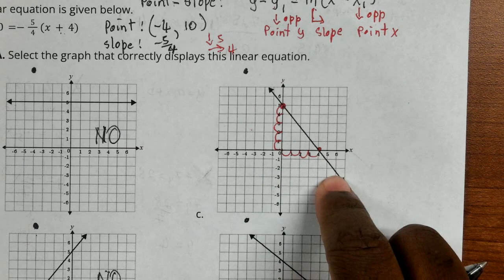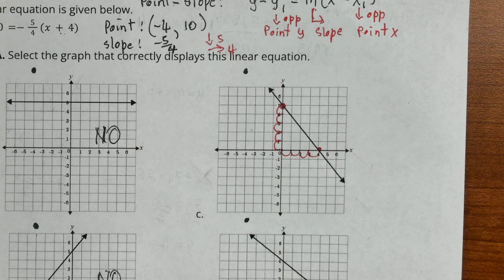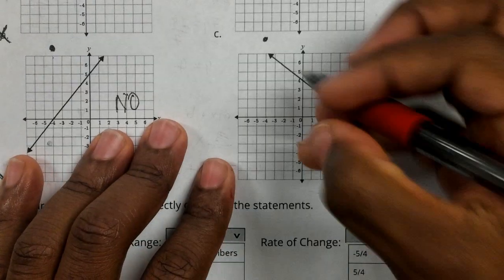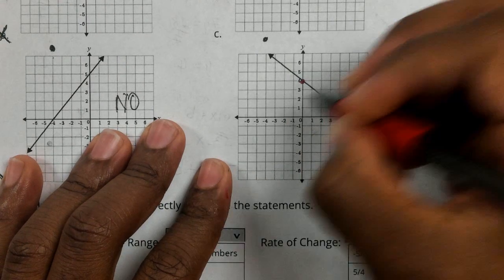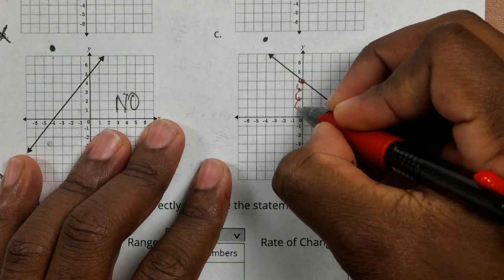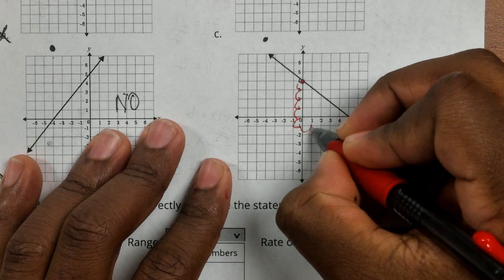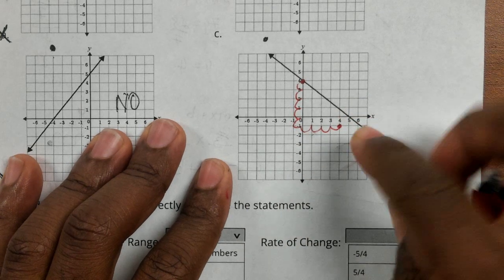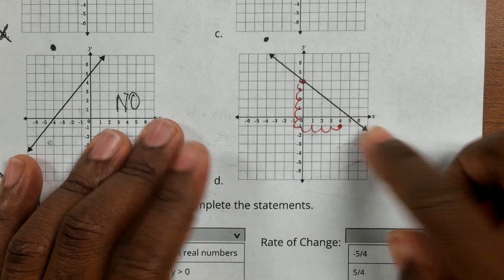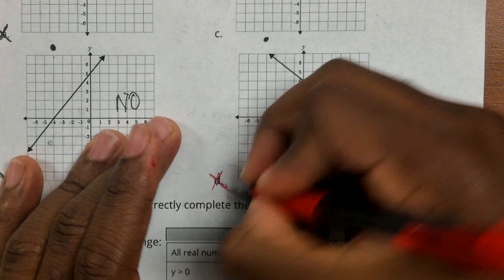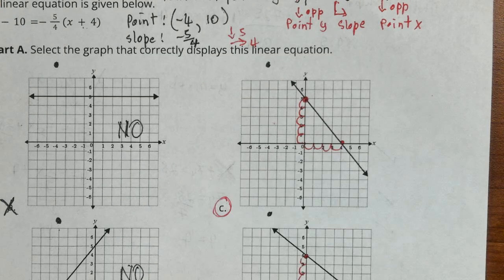So more than likely, this is my answer. But let's check this one to make sure. So I start at the y-intercept right here, and I'm going to go down 1, 2, 3, 4, 5, right 1, 2, 3, 4. Did I get to this line? No. So that means that this is incorrect, and my correct answer would be C.